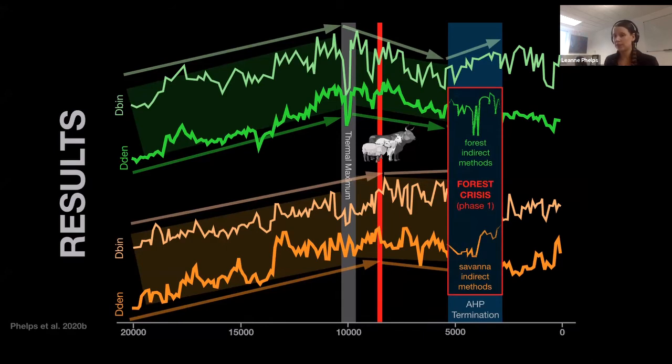So this is a period that's often referred to as the first phase of the Central African forest crisis, and typically it's attributed to climate alone. But the concurrence of these different events together raises new questions about, could there be a role that the spread of animal production was playing in these vegetation changes at this time?